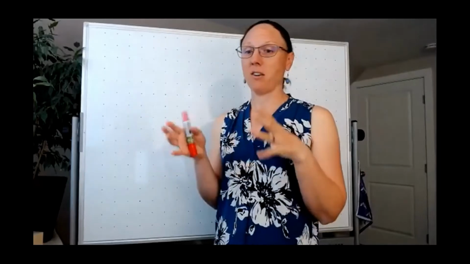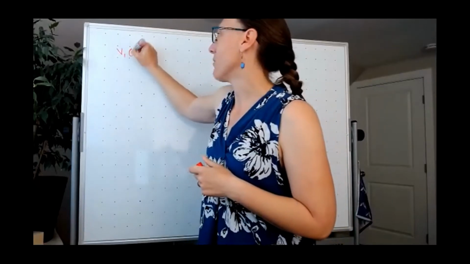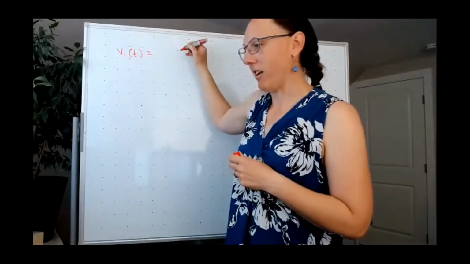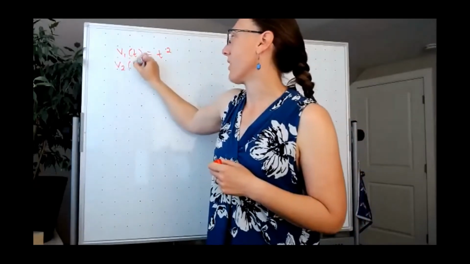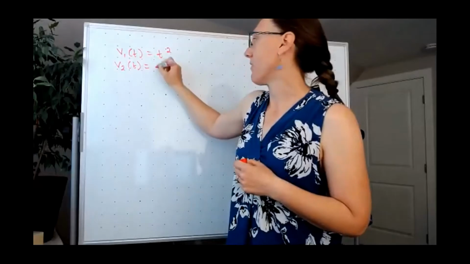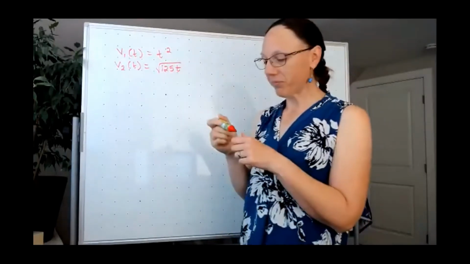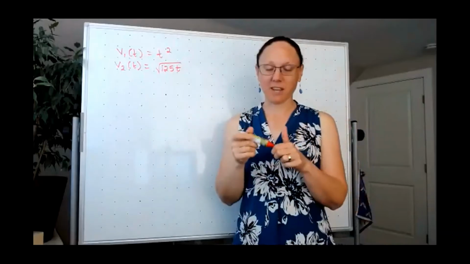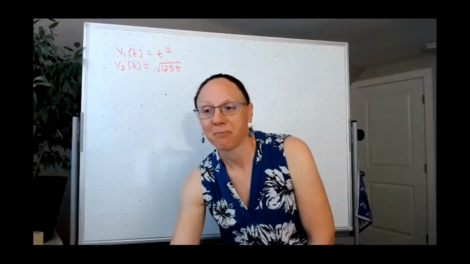Two racers on motorcycles, and one of them has a velocity that's given as t squared, and the second racer has a velocity that's given as the square root of 125t. And I've said that both of these are valid really for the first 5 seconds.